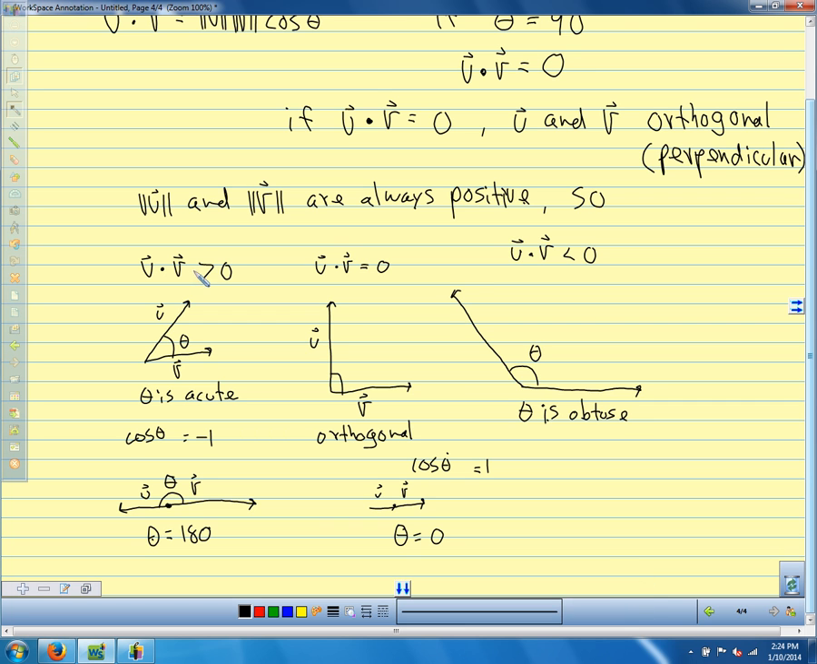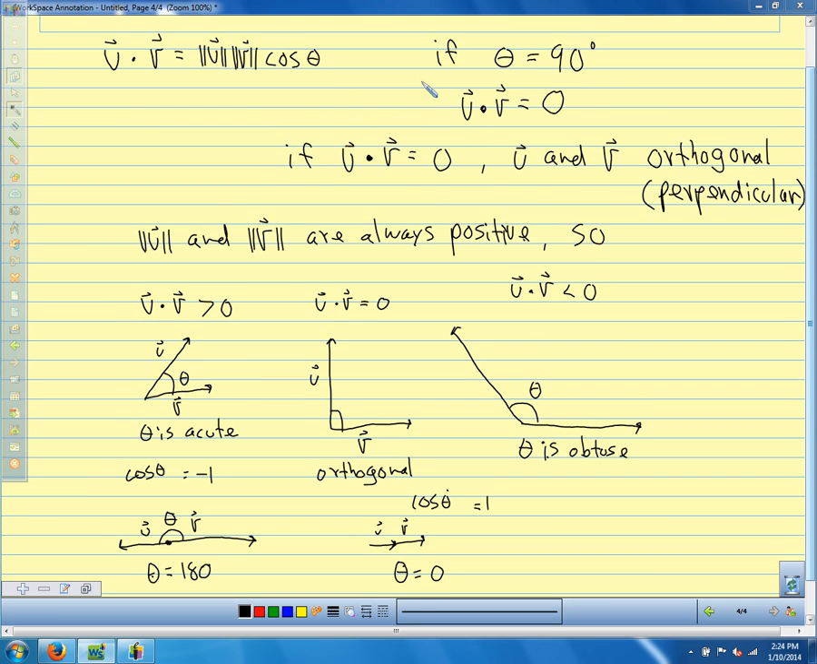So the dot product, the sign of the dot product, positive, negative, or 0, tells us the angle between them. If the cosine of the angle is -1, they are in the opposite directions, and if the cosine of the angle is 1, they are in the same direction. So just a couple of different ways that we can apply this idea of the dot product and the angle between them.